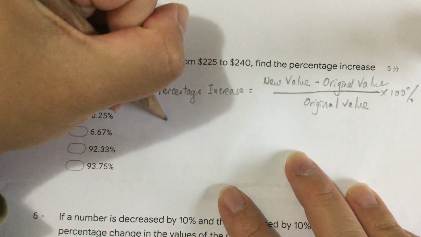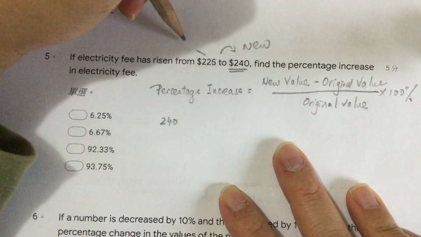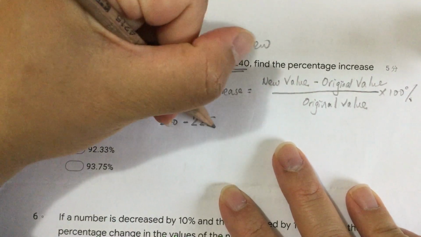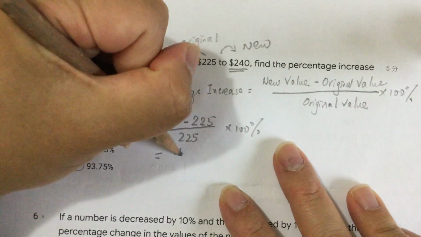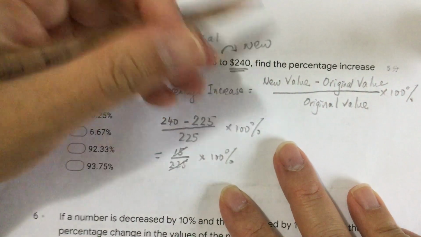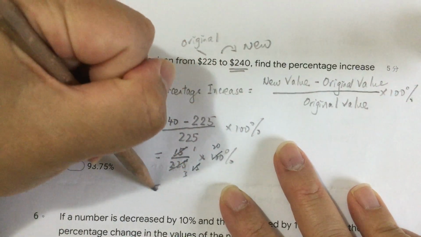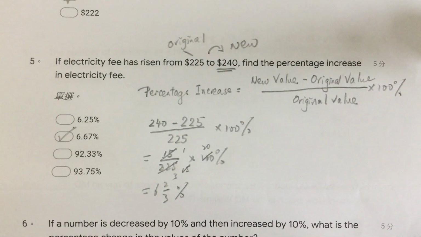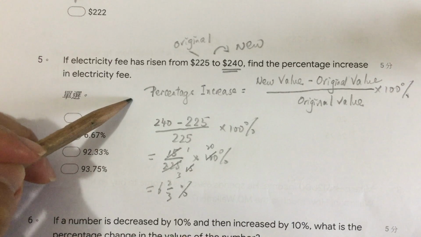So for this one, 240 is the new value and this one, 225, is the original one. So you can use 240 minus 225, over 225, times 100%. Then we have 15 over 225 times 100%, and you can do the cancellation. This one is 1, this one is 15, and then 15 and 100, you get 20 and 3. So this is 2 over 3%. So the answer is 6.67% for question 5. You must remember the formula well, otherwise you will have trouble in these questions.